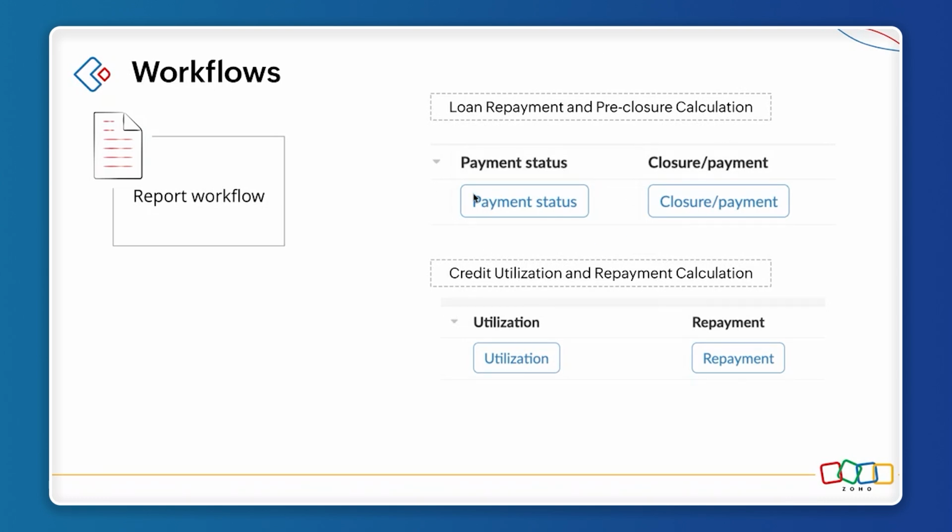Similar to this loan repayment, we have the credit utilization as well. Whenever a user utilizes a particular amount from the credit he has been allocated, he can upload it over here using this button. Whenever he wants to do any repayment for the utilization he made, he can make use of this custom action button. So this is called the report workflow.